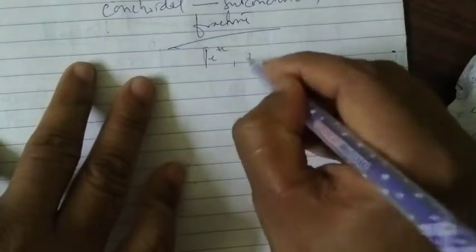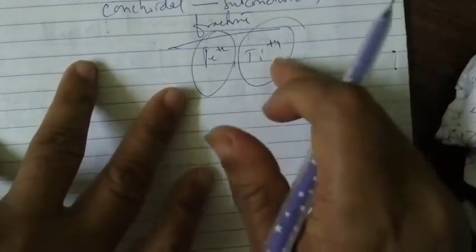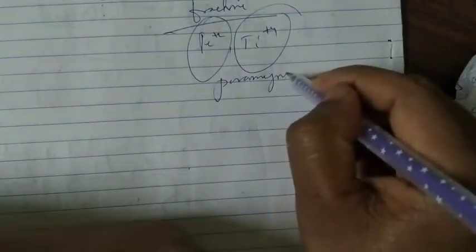And here there are Fe plus 2 and Ti plus 4 ions. These two ions are there, and they occupy alternating layers perpendicular to the trigonal axis. And this is paramagnetic in nature. This is very much important, paramagnetic.